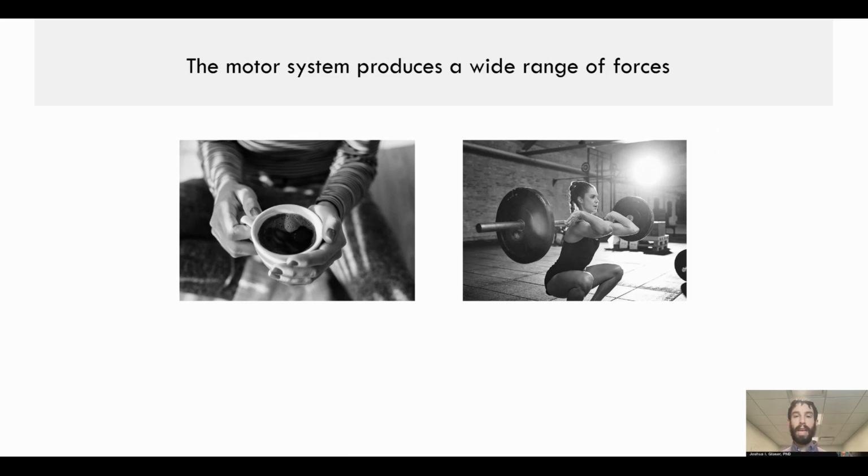So our motor system is able to make a very wide range of forces. We can make small forces like holding a cup of coffee, or large like lifting weights. There can be static forces, again, like you don't want to shake your coffee too much, you want to hold it still, or rapidly changing, like lifting weights on the right. So we want to know, how does the motor system go about producing all these types of forces? And we're going to ask this question at the level of spinal motor neurons.